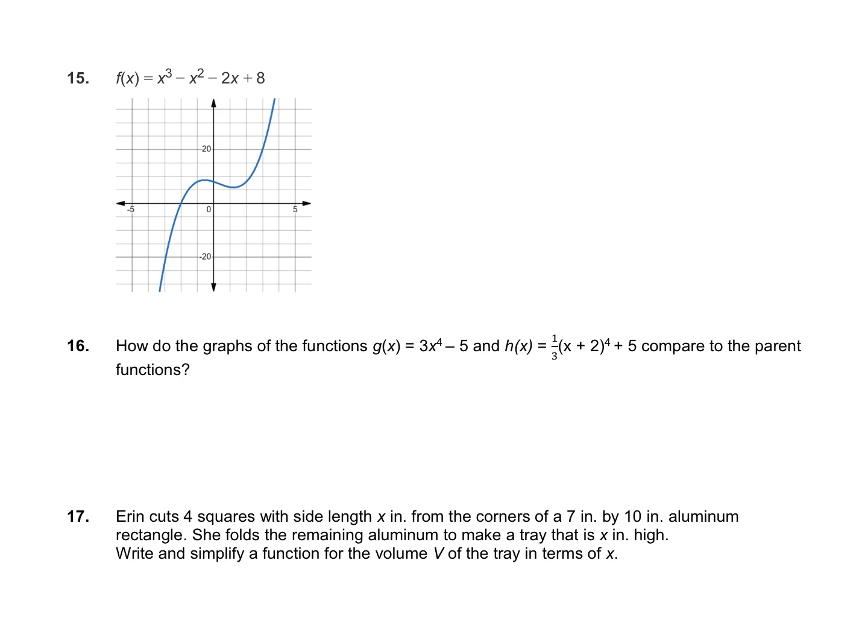All right, so number 15 has the same directions as number 14. Find the real and complex zeros of our function. So if we take a look at our polynomial, it's an x to the third power, which tells us we will have three total zeros.